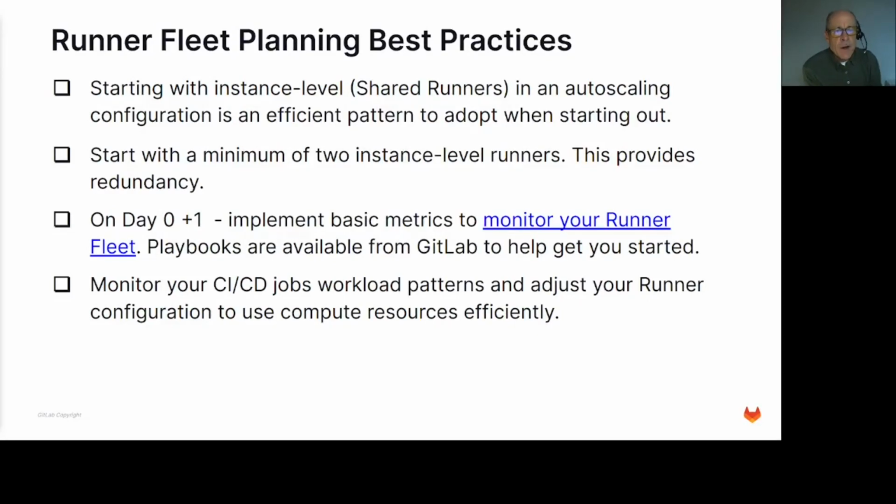If you're just starting out and want to jumpstart your runner fleet, setting up shared runners in an auto-scaling configuration is a good place to start. Configure your setup with at least 2 runners. It's important to have a plan to monitor your runner fleet and your pipelines so that you can begin to characterize your workload profile and anticipate where performance bottlenecks may occur, and of course, what resources you'll need to increase as that usage grows.